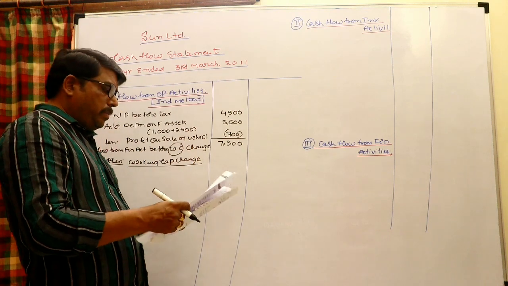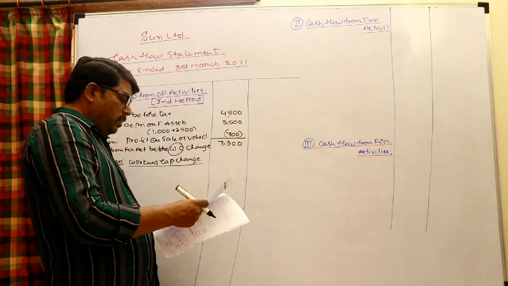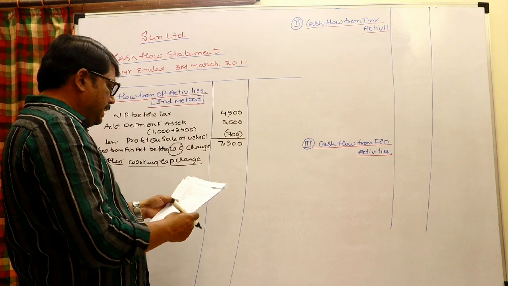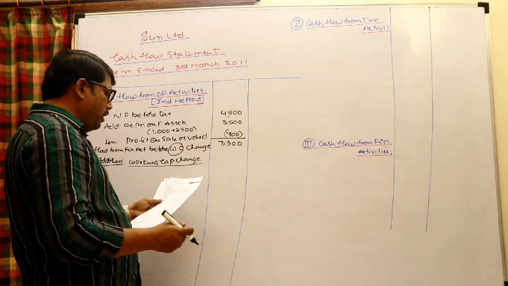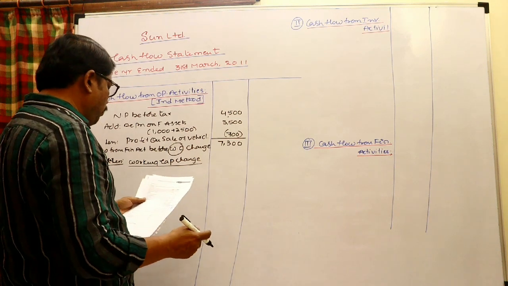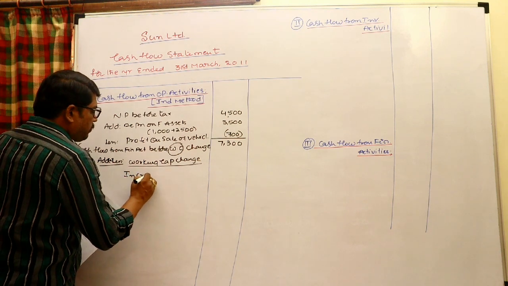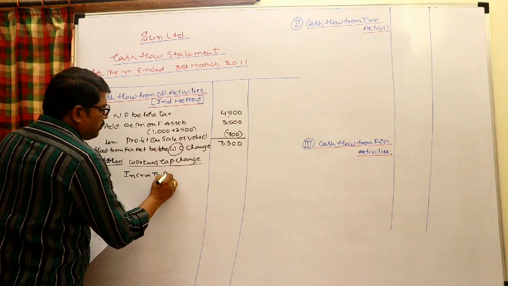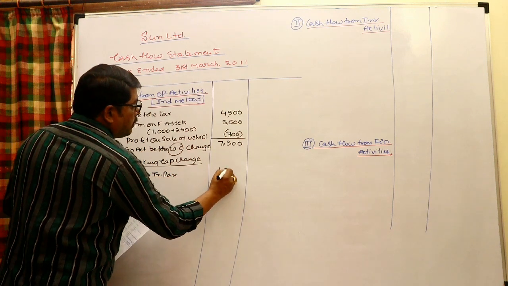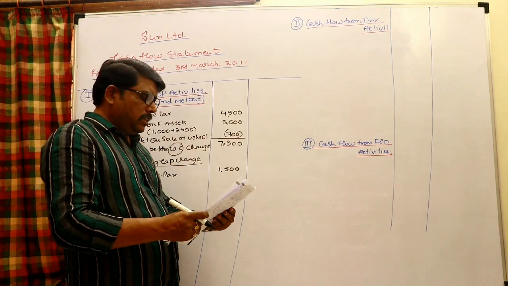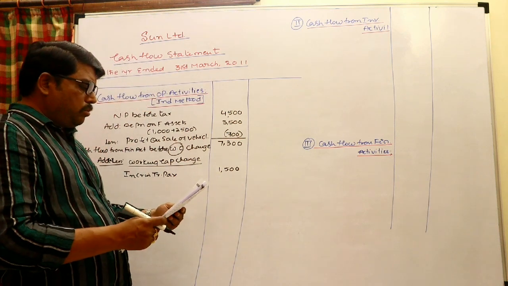Now let us see one by one how current assets and current liabilities have changed. First, trade payable, a current liability, increased by 1500, an inflow. So increase in trade payable, $1500 inflow. Taxation need not be taken, and dividend also need not be taken.